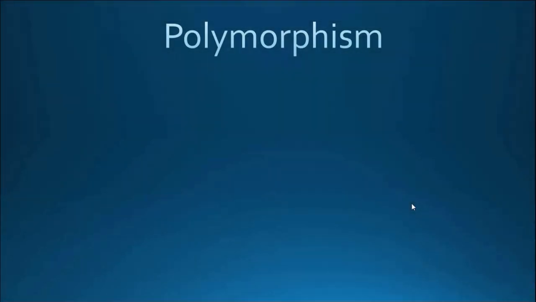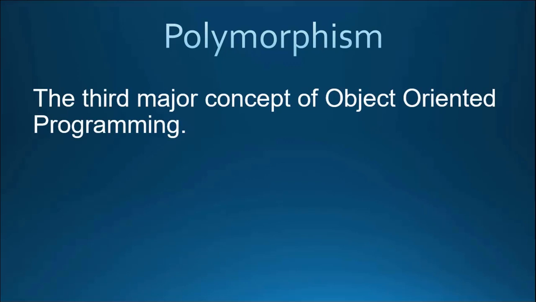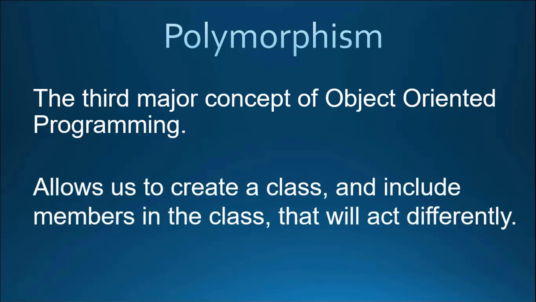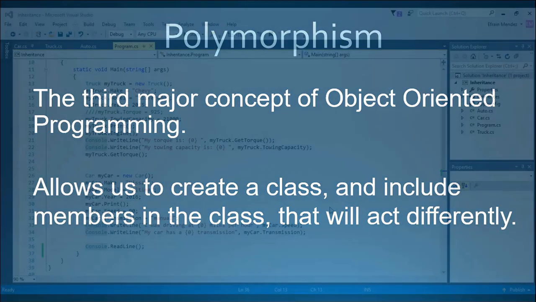In this lesson, we are going to discuss polymorphism. Polymorphism is the third major concept of object-oriented programming. Remember, the other two are inheritance and encapsulation. Polymorphism allows us to create a class and include members in the class that will act differently. Believe it or not, you have already worked with polymorphism. I just never told you that you were working with polymorphism. This lesson will serve as a review, and it will clarify the concept of polymorphism.